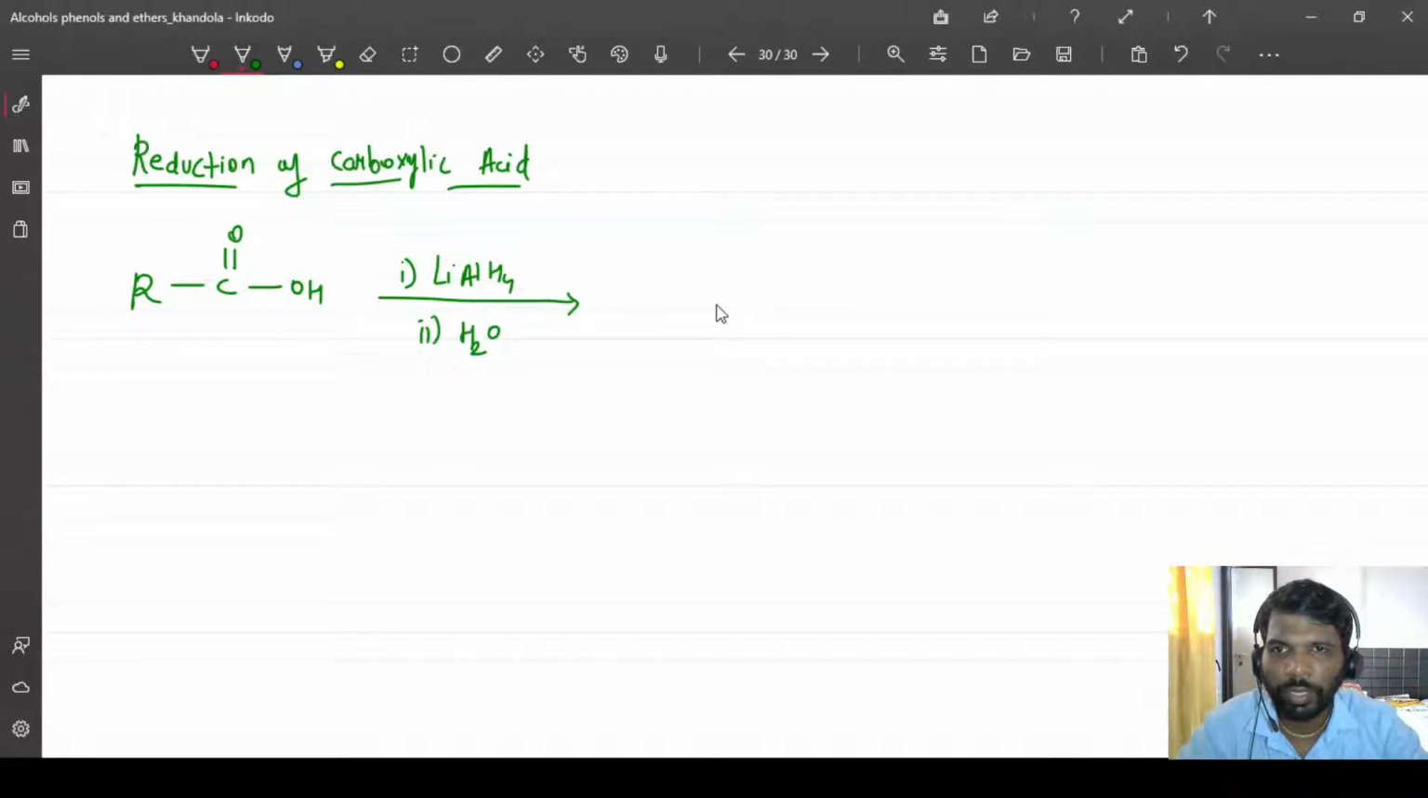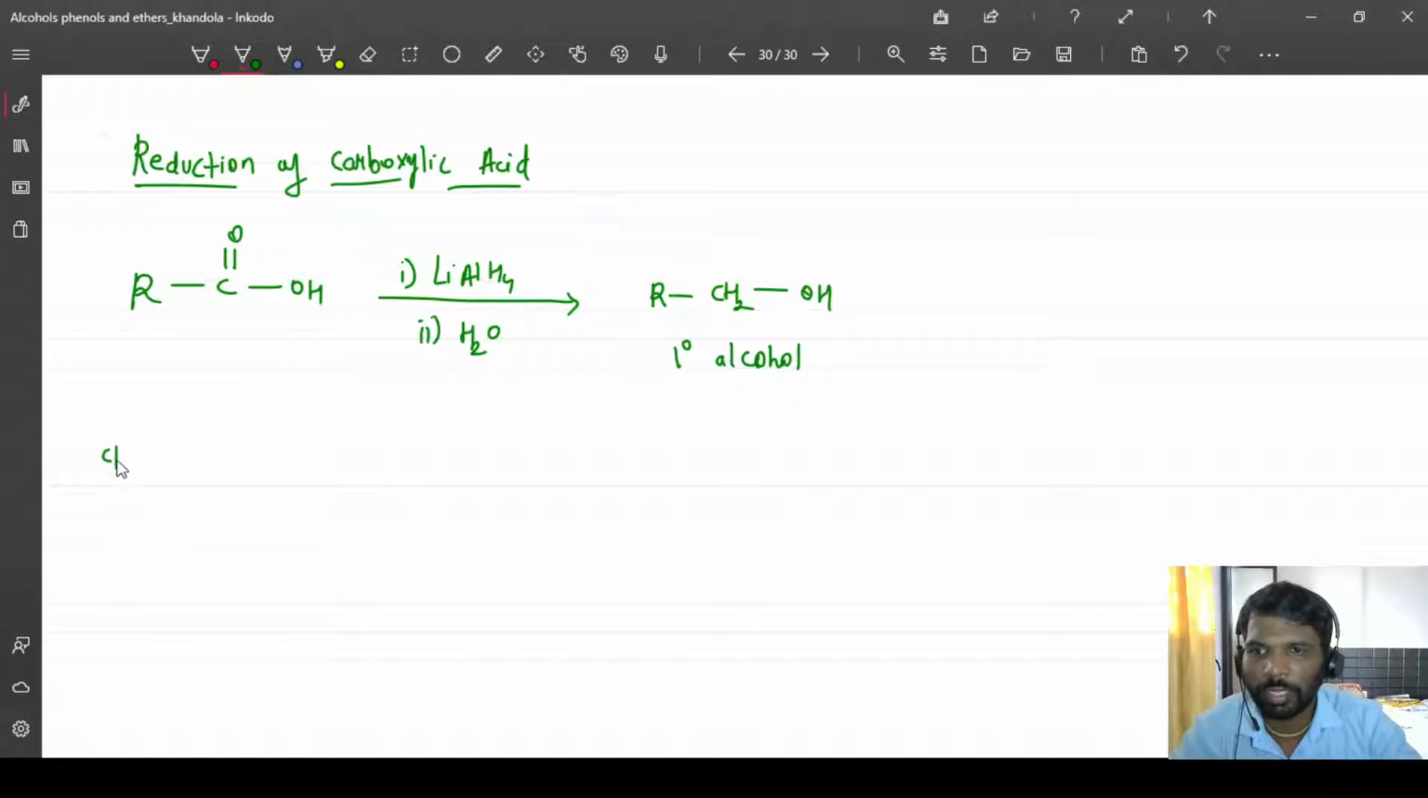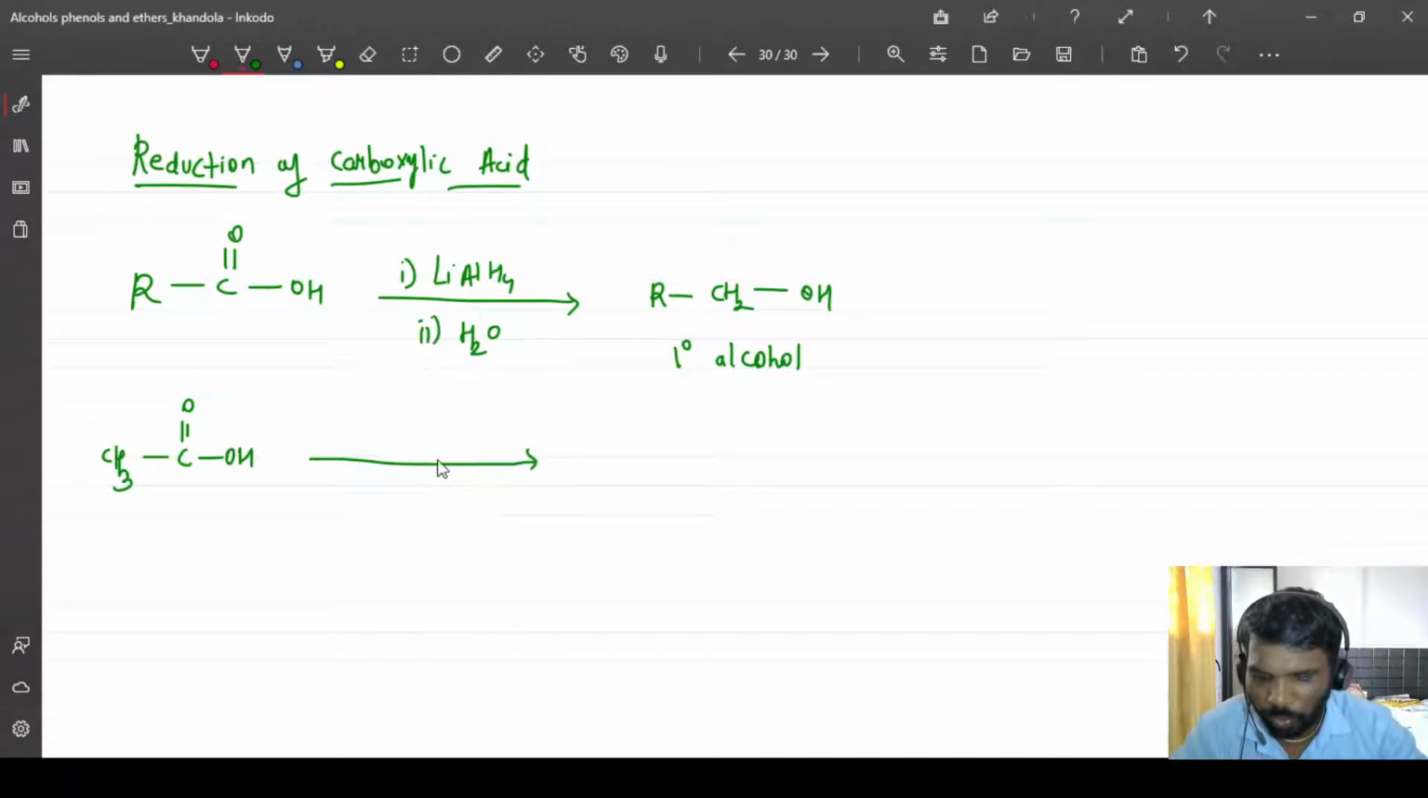What we get over here is RCH2OH. We get a primary alcohol. Means, for example, if I take acetic acid, that is CH3COOH, and if I use the above reagents, it could be lithium aluminum hydride, sodium borohydride also. I'm using this lithium aluminum hydride. If I'm doing the reduction of this, then water is the solvent here.